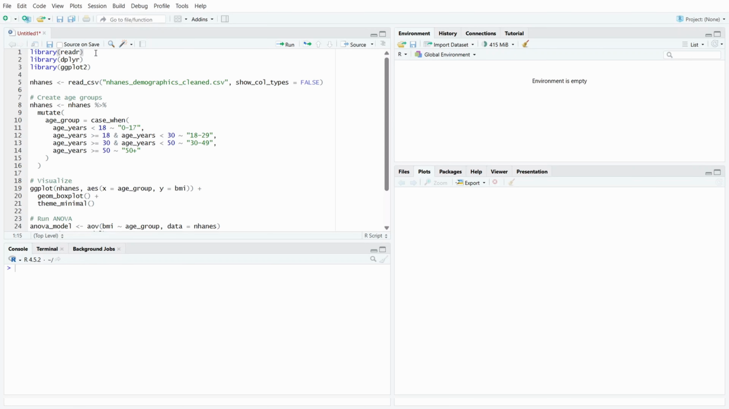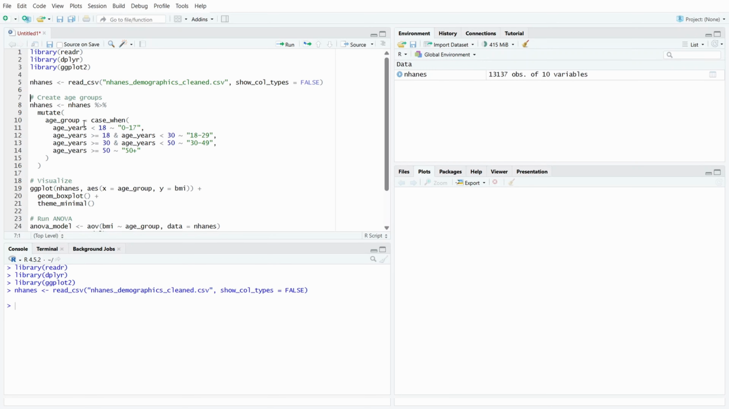In this analysis, we are faced with the task of answering the research question: does average BMI differ across age groups? We begin by loading our libraries and importing the nChains dataset. Then we create a new variable called age_group.